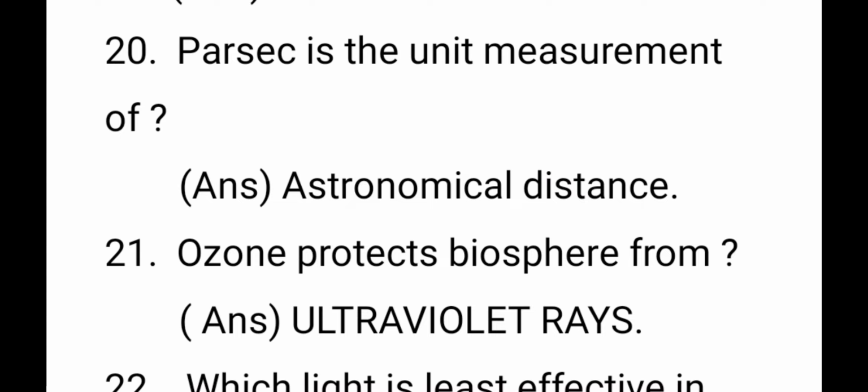Parsec is the unit of measurement of astronomical distance. The astronomical distance generally means the distance light travels from the center of the sun to the earth. That is known as the astronomical unit. Visible light is around 400 nanometers. That is an important bit also. The astronomical distance means the distance light travels in 1 year.